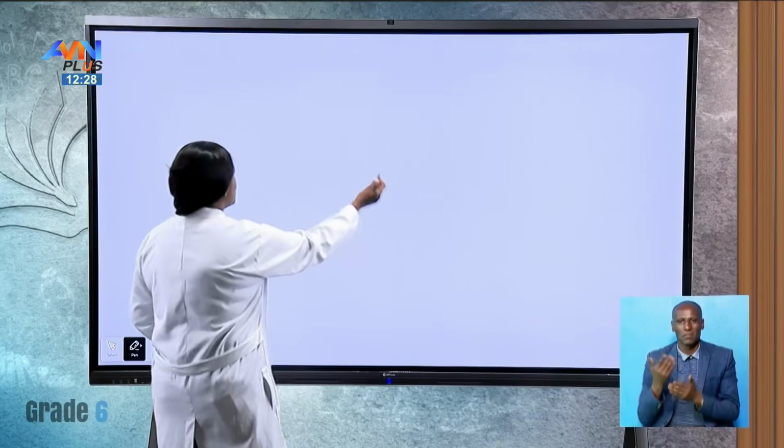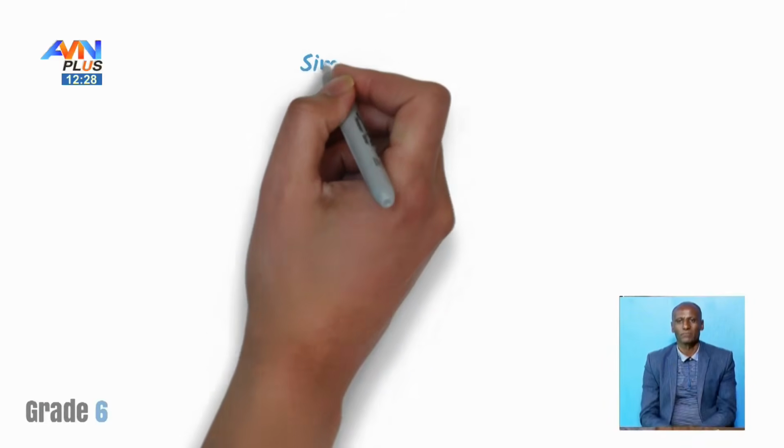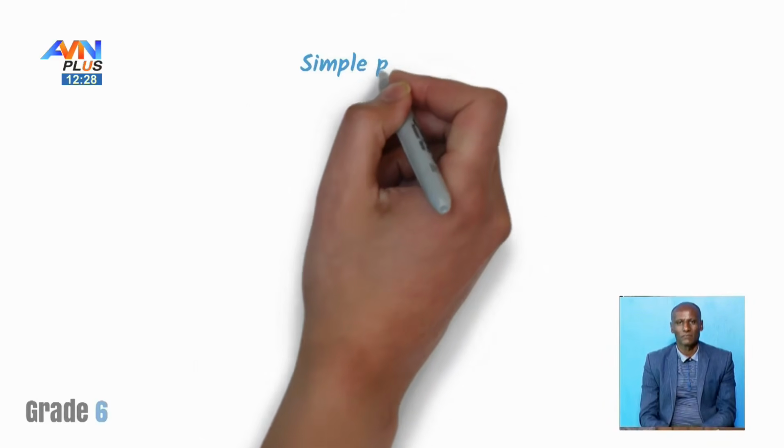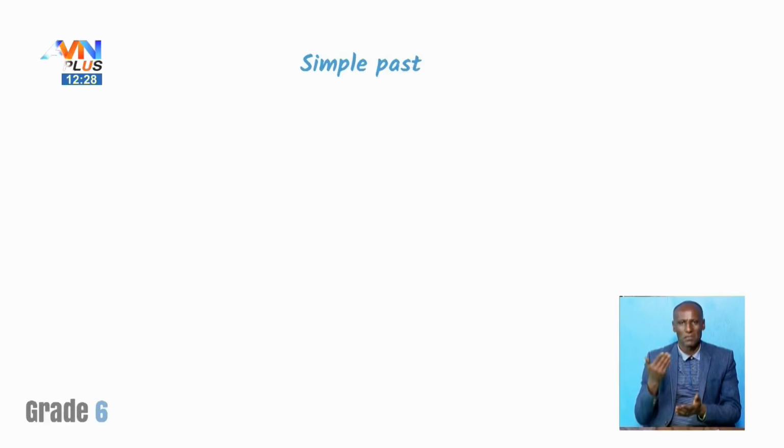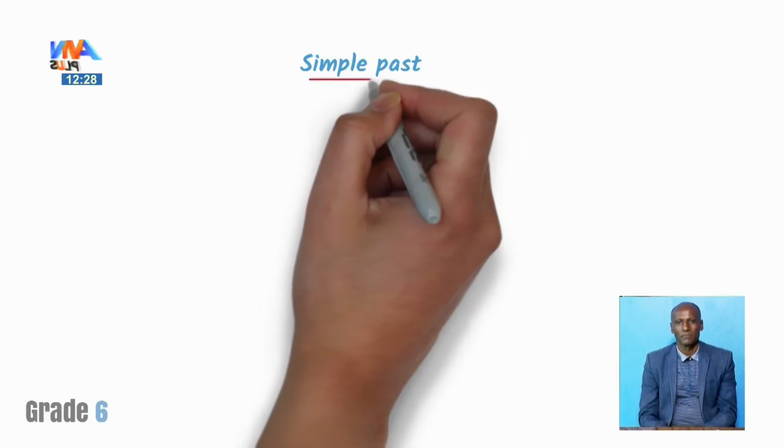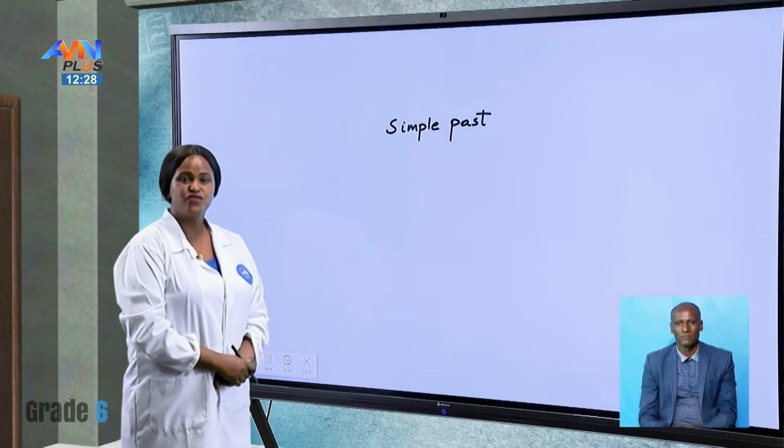Today we're going to start with past continuous. But to revise what we have learned last time, do you remember what you have learned about simple past? Can you tell the form of simple past? Let us revise simple past first. Simple past. What was the form of simple past?